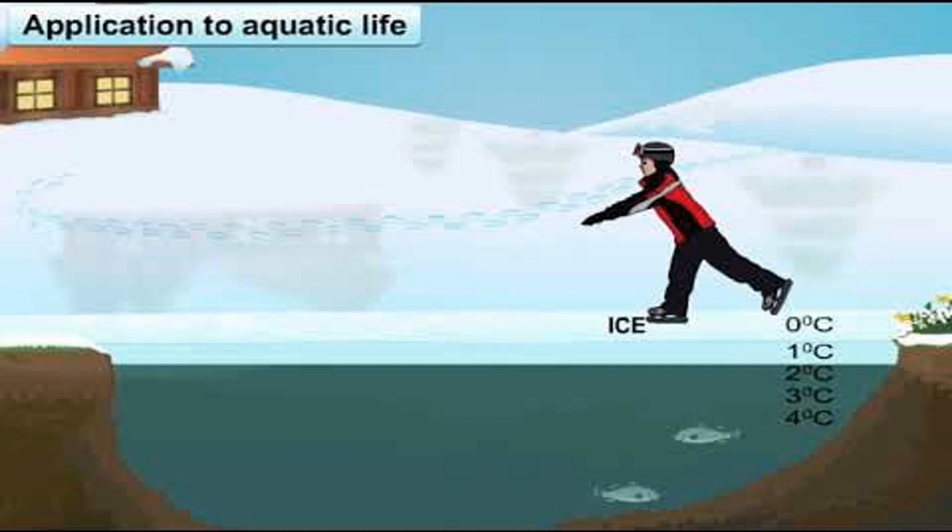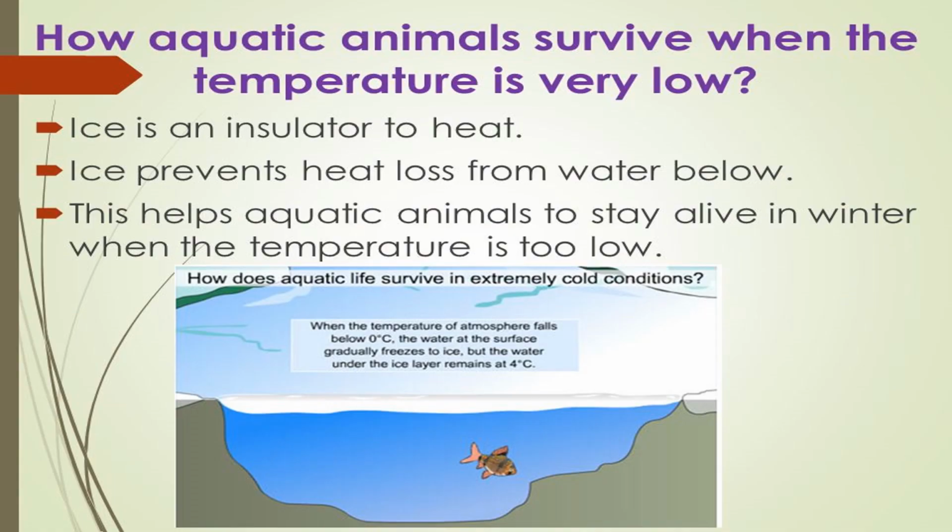Why? The ice, the layer which is there above, it is acting as an insulator. ठीक है, मीन्स वो ऊपर का जो ठंडापन है, it doesn't let it enter into the water, और नीचे का जो पानी है वो वार्म बना रहता है ताकि उसके अंदर फिशेस, पेंगुइन्स वगैरह easily survive कर सके. ठीक है, so aquatic animals, they can easily survive in the very low temperature also because of this anomalous behavior of water. As ice is an insulator to heat, ice prevents heat loss from water below. This helps aquatic animals to stay alive in winter when the temperature is too low also.